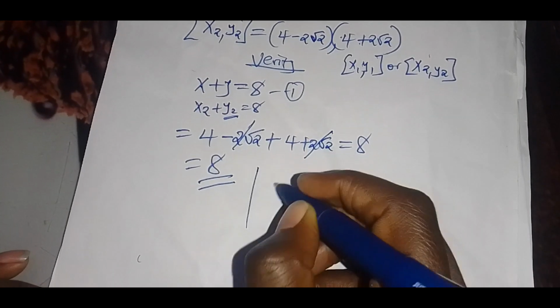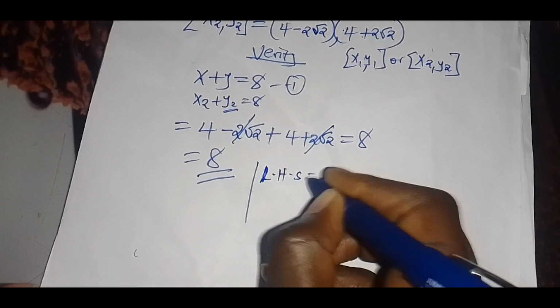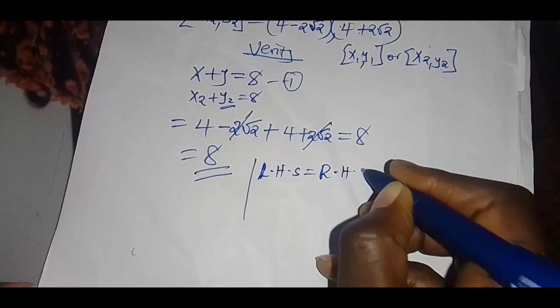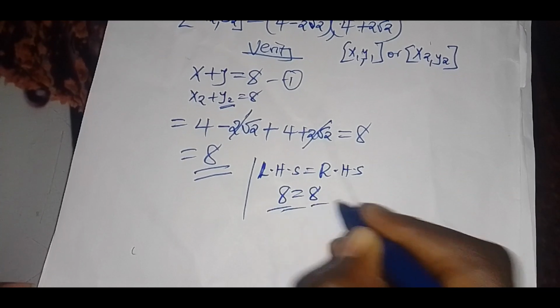So that means the left-hand side is equal to the right-hand side, and it's true that 8 is equal to 8. And that's the proof.